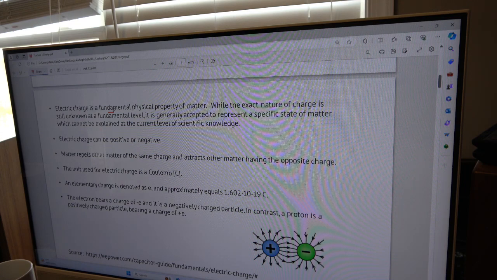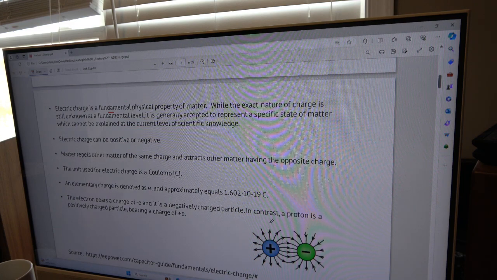But where it derives from, where it comes from, that's like asking where gravity derives from. Electric charge, I'm going to go off script right here. I'm going to come back to it. We're going to get to this later, but electric charge can be either positive or negative.